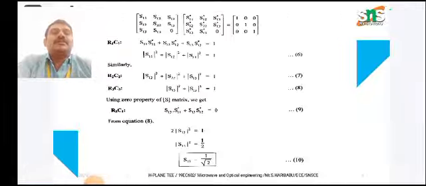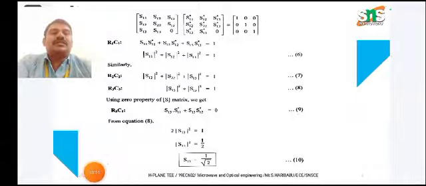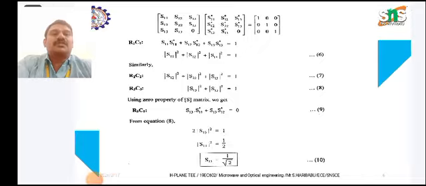By that, S into S transpose equal to I, that is 1 in the diagonal positions, whereas the others are zeros. By multiplying R1 into C1, we get S11 into S11 star plus S12 into S12 star plus S13 into S13 star, where star represents the conjugate transpose, equal to 1. Like this we obtain S11 square plus S12 square plus S13 square equal to 1, that is, the moduli of the terms. Similarly, multiplying R2 C2 and R3 C3, we obtain the equations using the property of the scattering matrix.